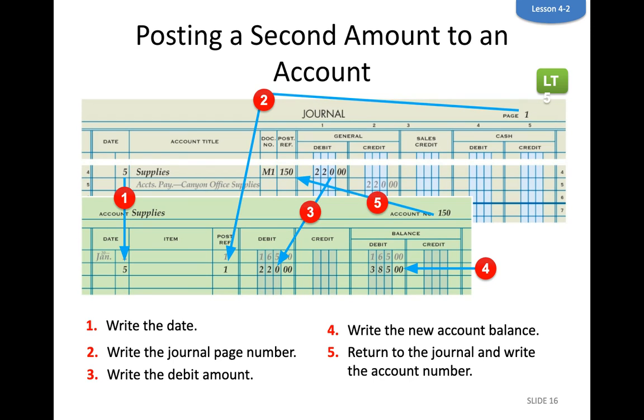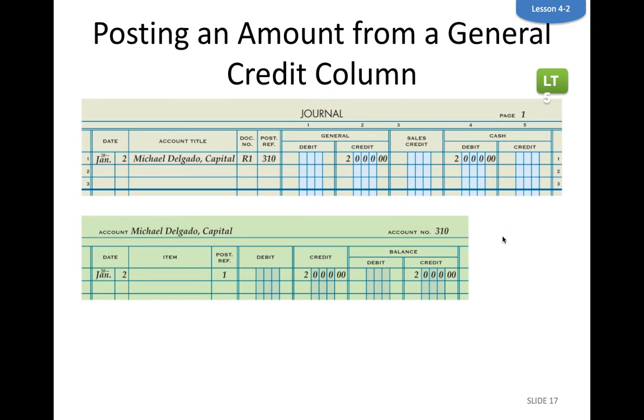Number 5, go back to the journal and again fill in the post reference box on the journal, 150 up there. So account 150, we're still working with supplies, put it up there. Same thing as the debit, but now we're going to work with an amount from the general credit column that was recorded as a credit.